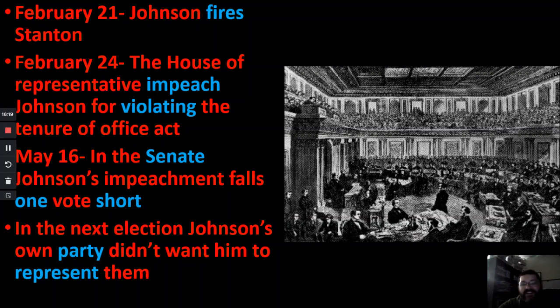So Johnson has this trial thing and it falls one vote short. One senator said no. Of all of them that said no, all it took was one that said no to make it so the charges didn't stick. Now Johnson's feeling like Mr. Chingon. He's feeling good. Like, heck yeah, they tried to get rid of me. They can't get rid of me. Ha!